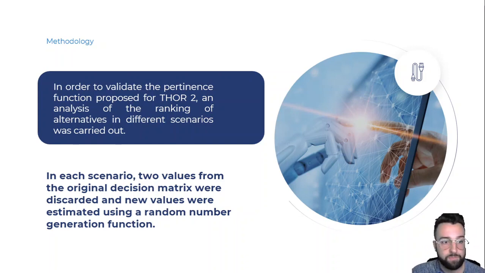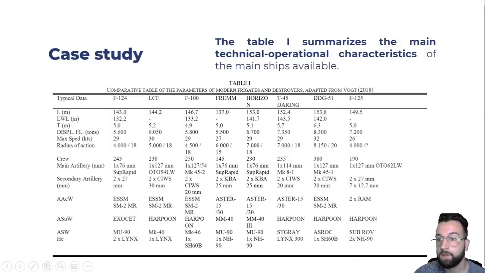In each scenario, two values from the original decision matrix were discarded, and then the values were estimated within a range considered feasible by the specialist, with pertinence being attributed according to the security in the allocation of the values to the respective range. Later, in each of the scenarios, the difference in ordering the alternatives in S1, S2, and S3 was compared. Alright? Here we have the case study.